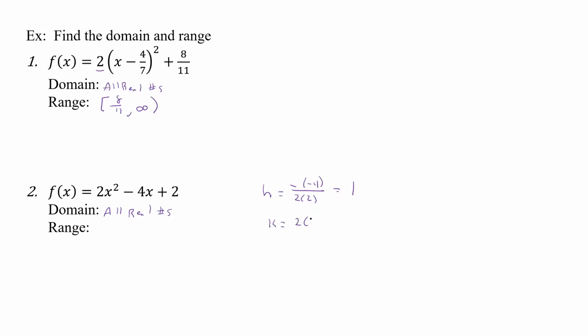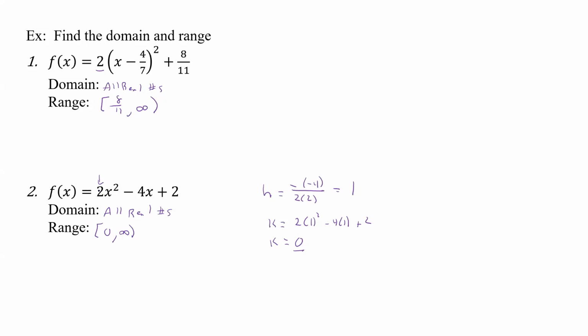So that's going to be 2 times 1 squared minus 4 times 1 plus 2. Well, when we solve all that down, it's going to be 2 plus 2 is 4, minus 4, so that's 0. Okay, so that's going to be our value. Again, we have a is positive 2, so it's going to be going from whatever our k value was, in this case 0. So we're going to go from 0 all the way up to positive infinity.